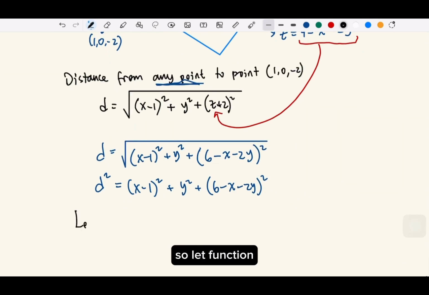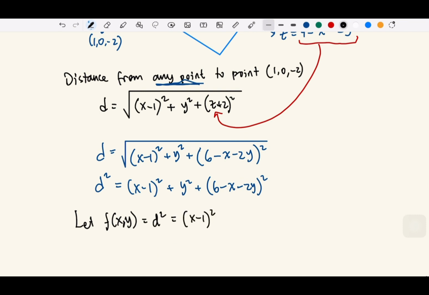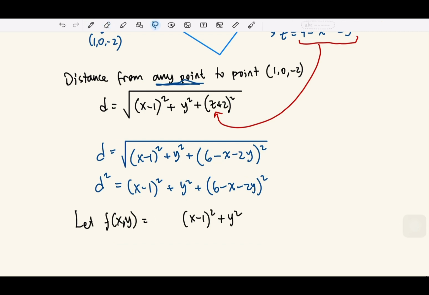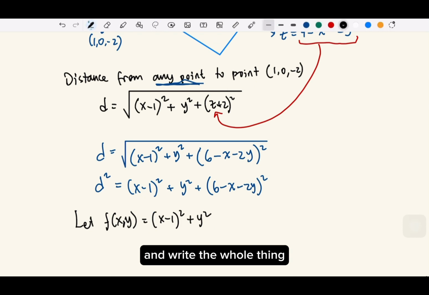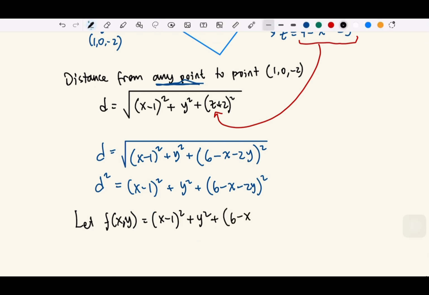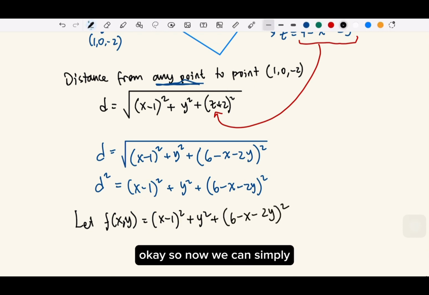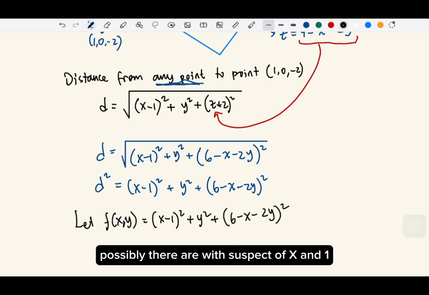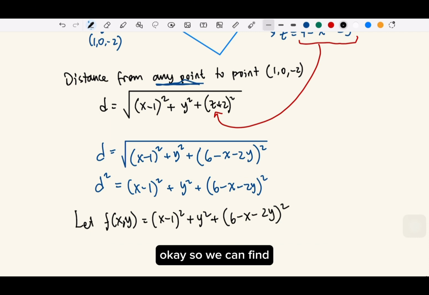So let the function be d squared equal, or maybe just write directly and write the whole thing. Okay, so now we can simply take the partial derivatives with respect to x and y, so we can find the critical point. The same thing, we find the critical point first.